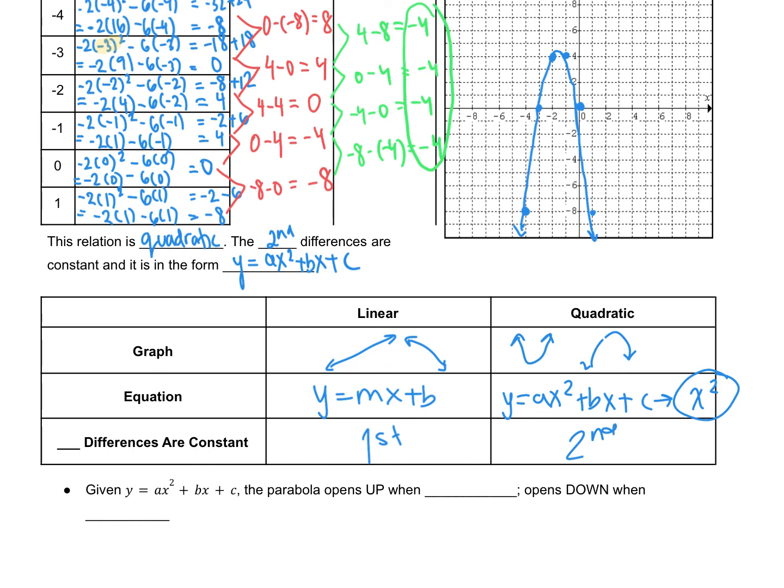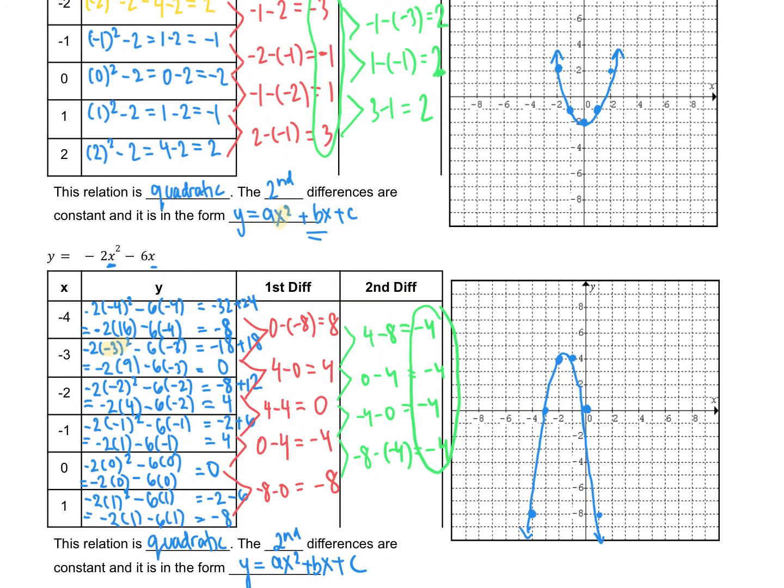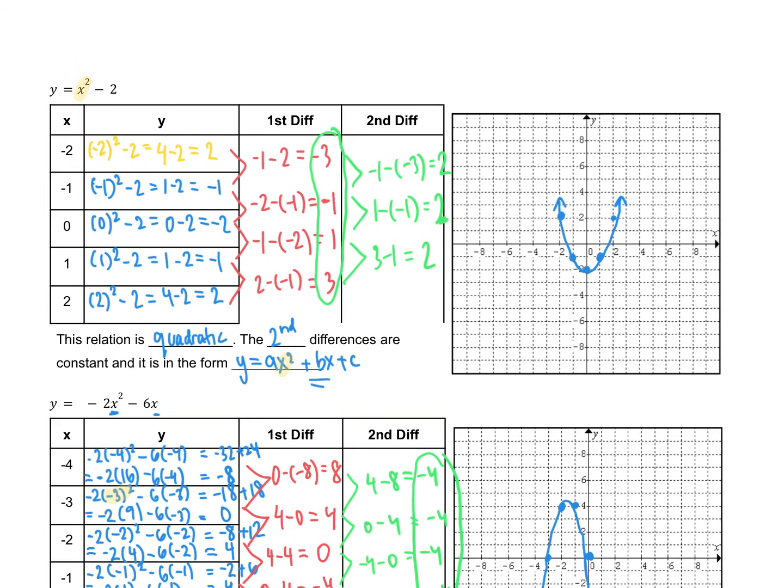Now there's one more little thing that I want to look at, and it's about the parabola opening up or down from the general equation. So I'm going to go back up for a second. If you look at the previous example, we had y equals -2x squared subtract 6x, and our parabola opened down. If you look at the one above, we had y equals x squared subtract 2, and our parabola opens up.